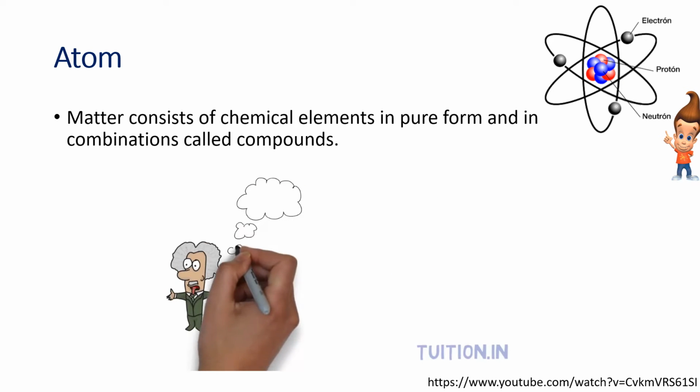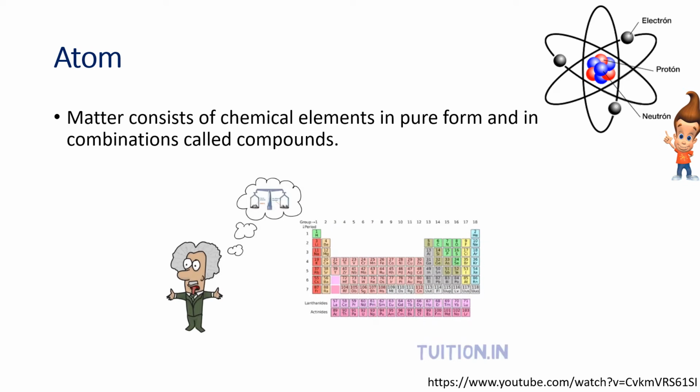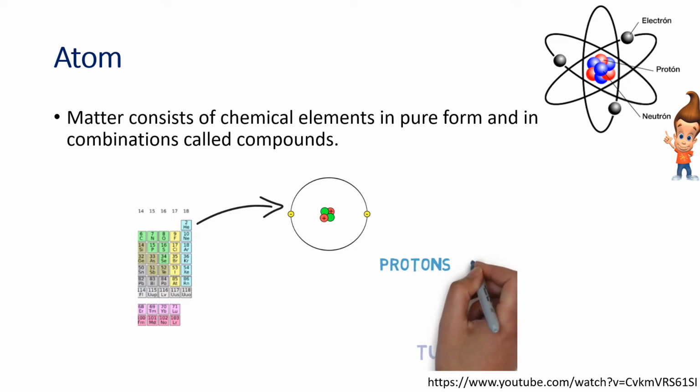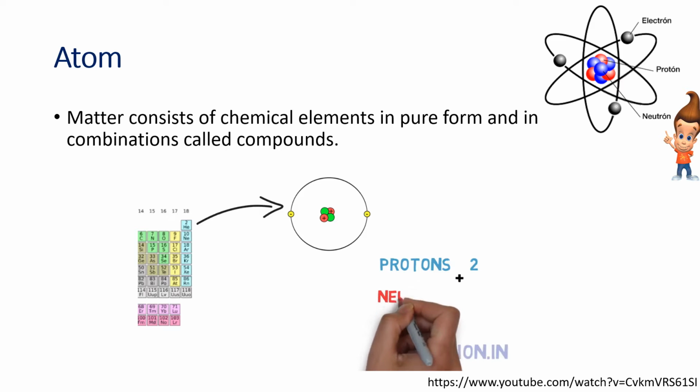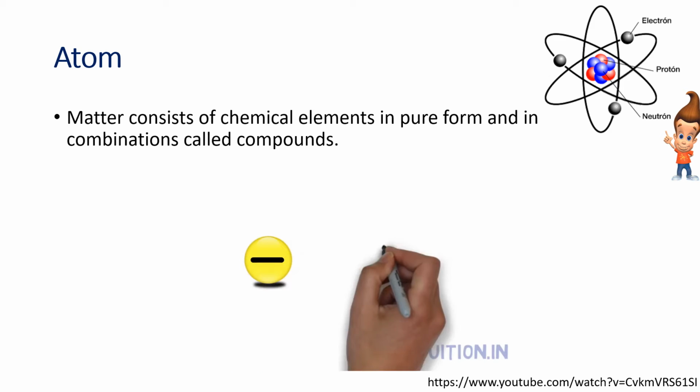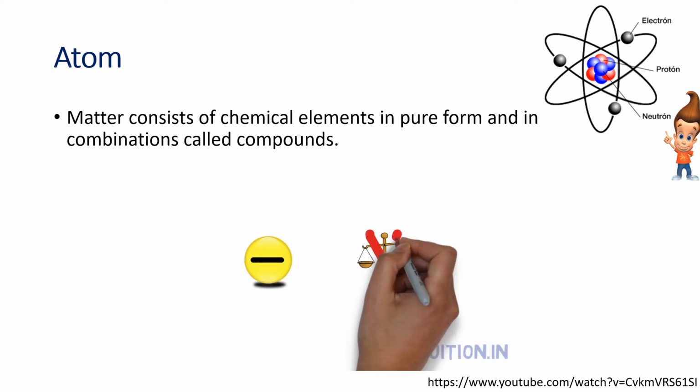Scientists assign a number to each element based on the number of protons in it, and a unit called AMU, or the atomic mass unit, which is the sum of protons and neutrons present in the nucleus. For instance, a helium atom has 2 protons, so its atomic number is 2. It also has 2 neutrons. Adding the number of protons and neutrons, we get 4, which is helium's atomic mass unit. Electrons have almost no mass and are not included in AMU calculations.